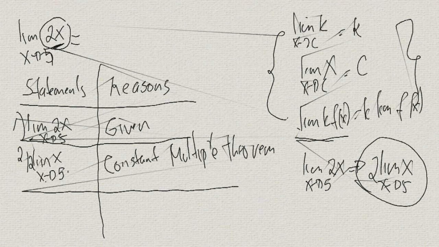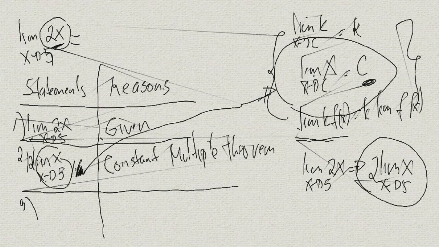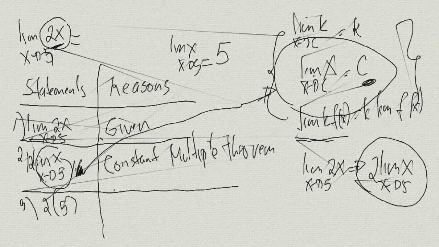But kung papansinin natin, yung theorem number 2 natin, the limit of x as x approaches c, sabi niya, it is equal to c. Parehas lang silang dalawa. So, we can pattern this one dito sa theorem na to. Therefore, sa statement number 3, yung limit ko na x as x approaches 5, sabi ni theorem number 2, is equal to 5. So, pwede ko na siyang isulat dito: 2 times 5. The reason is, the limit of x as x approaches c is equal to c. Gano'n lang kasimple yun.